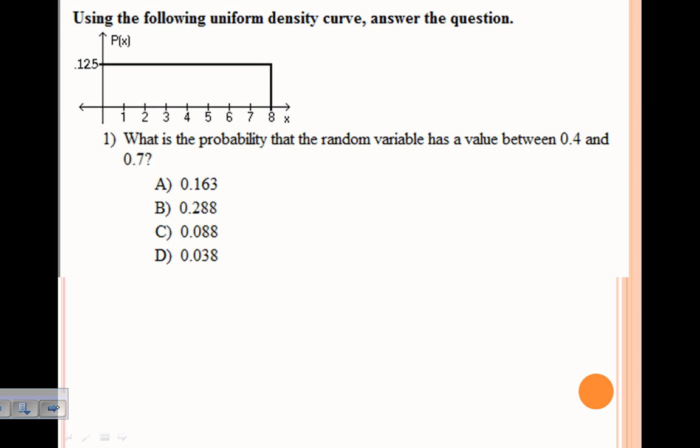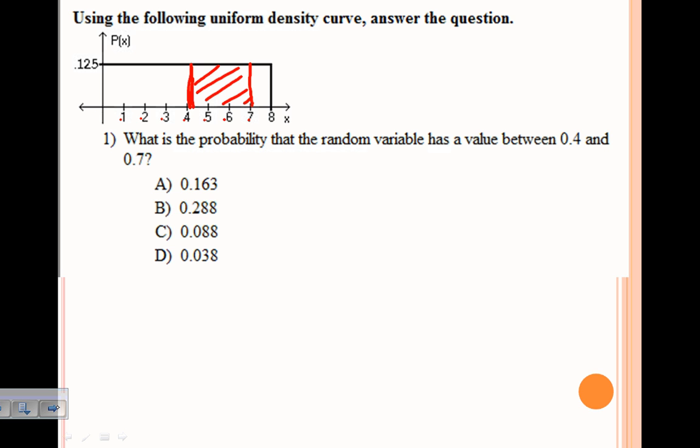Okay, so let's look at this density curve. This is uniform because it's straight across. So what is the probability that the random variable has a value between 0.4 and 0.7? Here I want to go between 0.4 and 0.7. So what's the area of that in relation to the entire density curve? Well, what should the whole area under the density curve be? It should be 1. So let's check that.